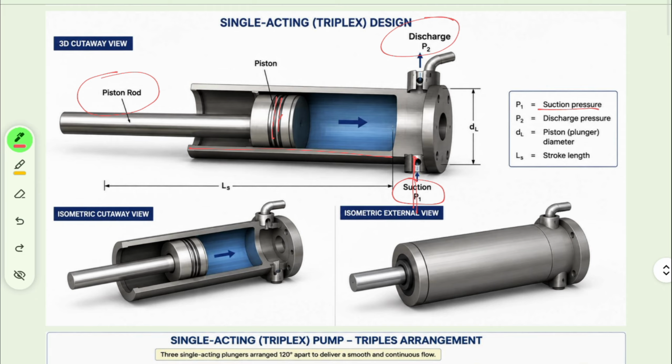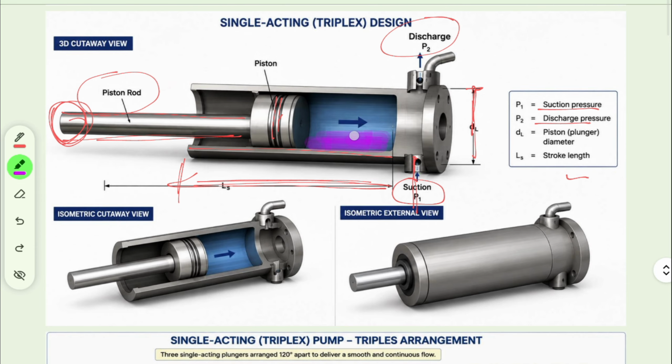P1 is the suction pressure, P2 is the discharge pressure, and up to this is the length of the piston, or you can say the length of the stroke. And D is the diameter we are talking about. Right now here there is also some diameter, right? We will talk about that.